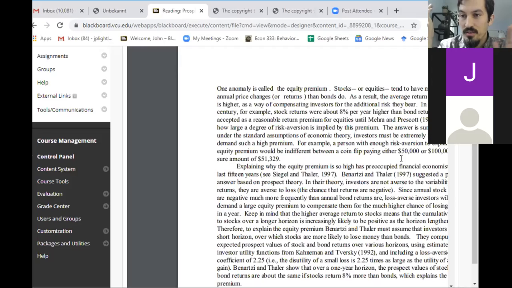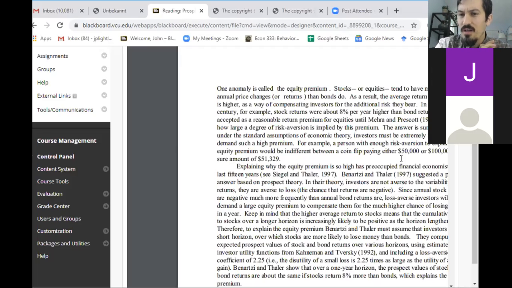Let's say you're an investor. Every year you have to pay taxes on it. So 12 months is a pretty good window where you evaluate how well you did the last year in terms of investment. So if you use prospect theory, you can explain, in fact, you would predict, it matches the data, this 8% equity premium.